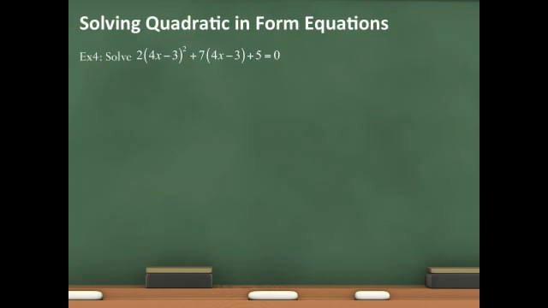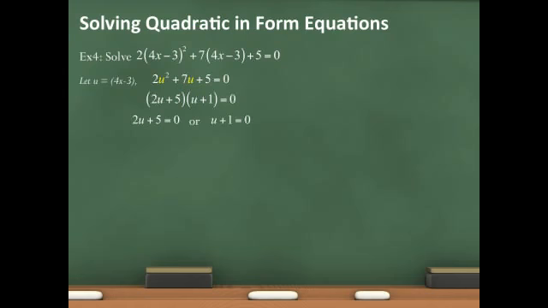In example 4, we are given 2 times the binomial 4x minus 3 raised to the second power plus 7 times the binomial 4x minus 3 plus 5 equals 0. Again, we do a substitution by letting u equal the binomial 4x minus 3. This will give us the equation 2u squared plus 7u plus 5 equals 0. Next, we factor to obtain the binomial 2u plus 5 times the binomial u plus 1 equals 0.